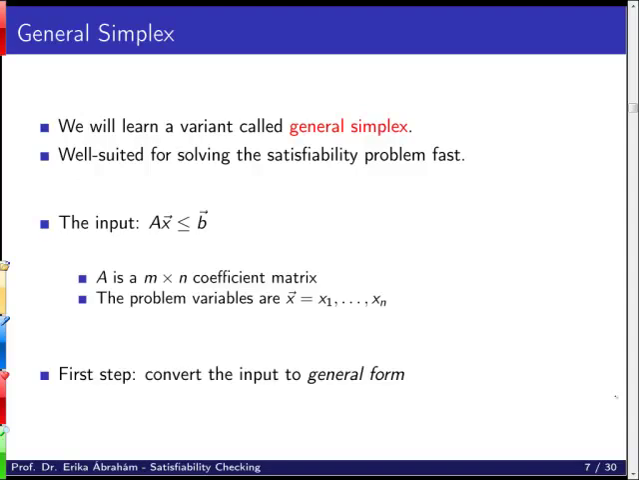So how does it work? We have these inequations. Note that we do not have strict inequations here. They can be handled. We can talk about it once we know the procedure, how to extend it such that we can also handle strict inequations. So A is, let's say, an m times n coefficient matrix. These variables we will use in the following. So n is the dimension of the variable, so the state space, and m is the number of constraints encoded by the system. And the first step is we will convert it to the general form.